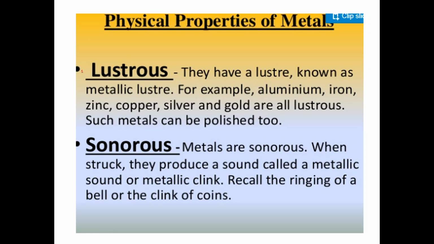Next property is lustrous. They shine, and this lustrous property is utilized to make ornaments. Jewelries are made up of metals because metals are lustrous. They are shiny in appearance. So they have luster known as metallic luster. Aluminium, iron, zinc, copper, silver, gold are all lustrous. Such metals can be polished too. Silver can be polished by gold.